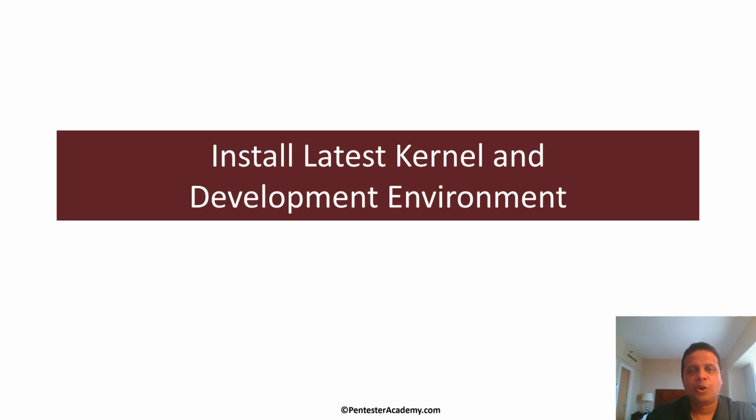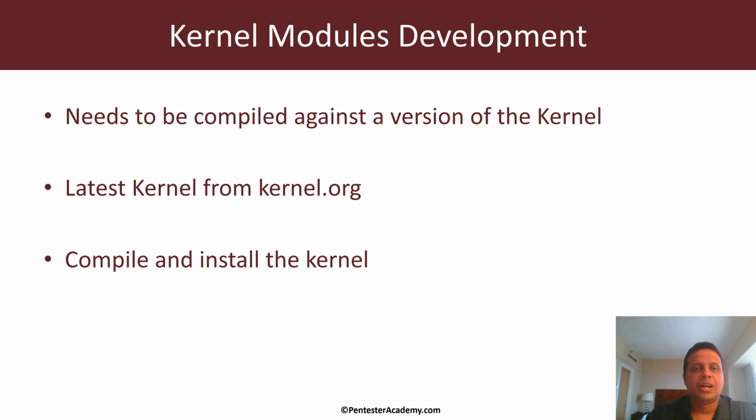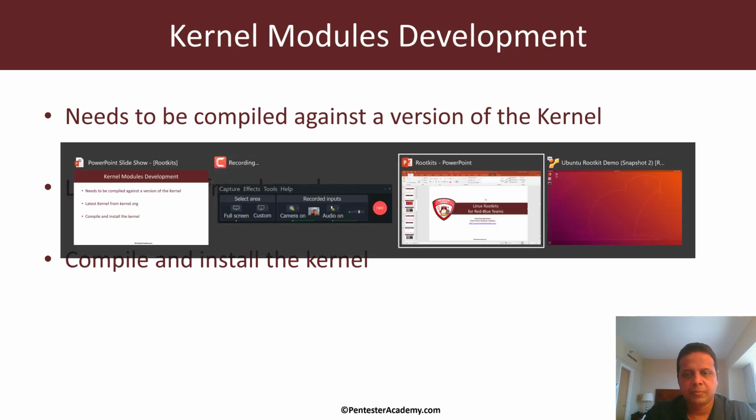Now in the last video, we've already installed Ubuntu. So in this video, let's look at installing the latest version of the kernel and other development environment utilities. The idea is really simple. Kernel modules, which is what we shall use to develop rootkits, need to be compiled against a very specific version of the kernel you want to run them on. So what we are going to do is download the latest kernel sources from kernel.org and then compile and install that kernel on our Ubuntu 18.04 LTS machine. So let's jump right in.